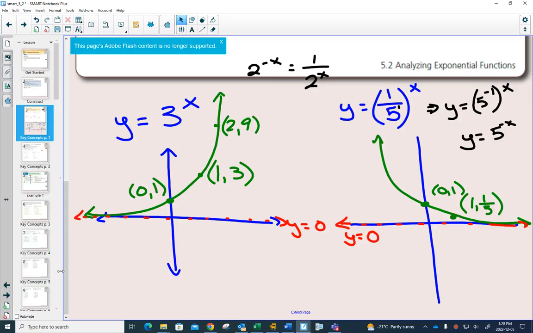Sometimes it's easier to see when you use actual numbers. So if you had y equals 3 to the x, you would have (0, 1), and your asymptote at y is 0. But when you plug in 1, you would get 3. This one would be increasing. But if you had (1/5) to the x, well, you'd still have (0, 1). When you plug in 1, you would now get 1/5. It would still have an asymptote at y equals 0, but that one would be decreasing.